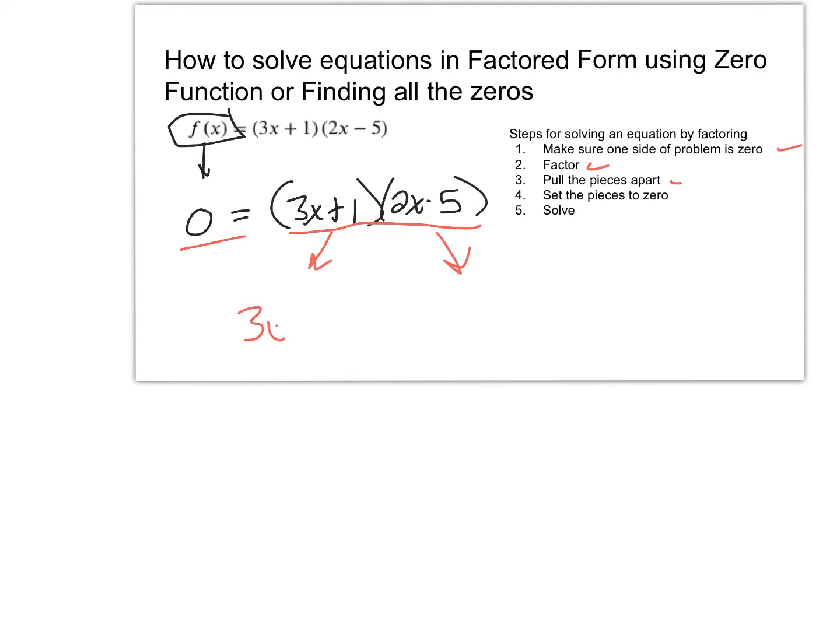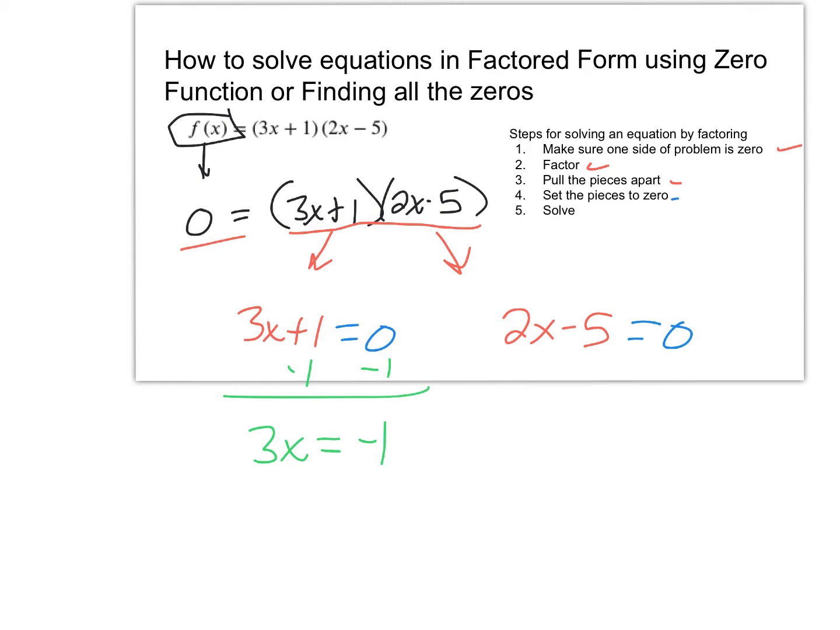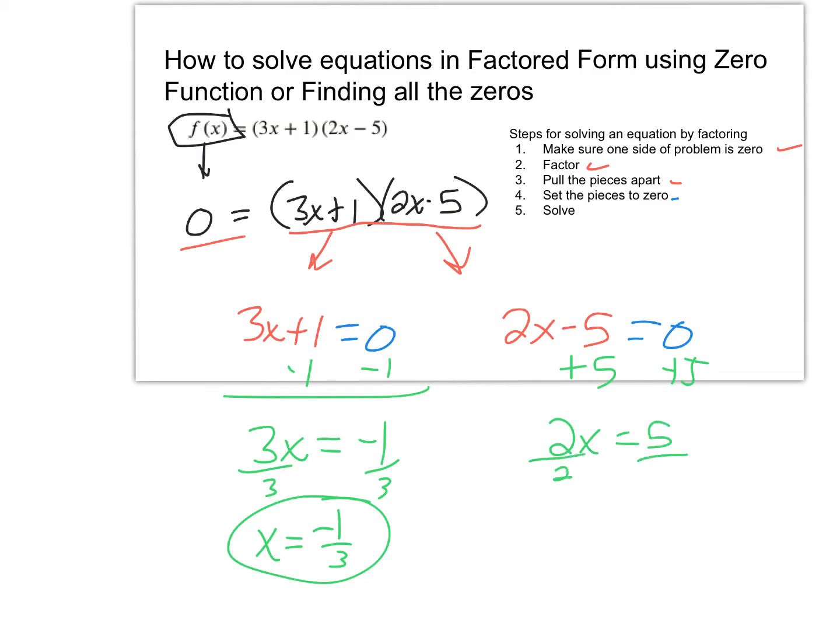Pull the pieces apart. Set the pieces to 0. Solve what you got. So minus the 1 on this one. 3x equals negative 1. Divide by 3. X is negative 1/3. Here, add the 5. So 2x is equal to 5. Divide by 2. So x is 5 halves.